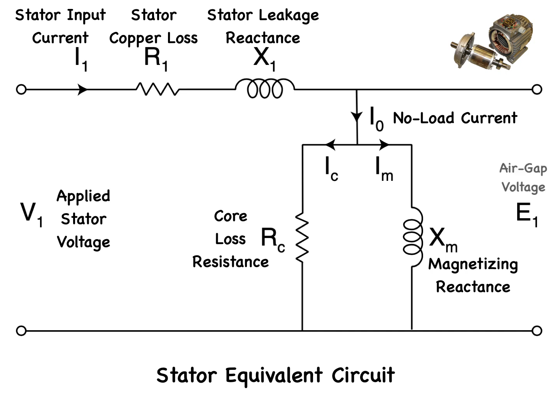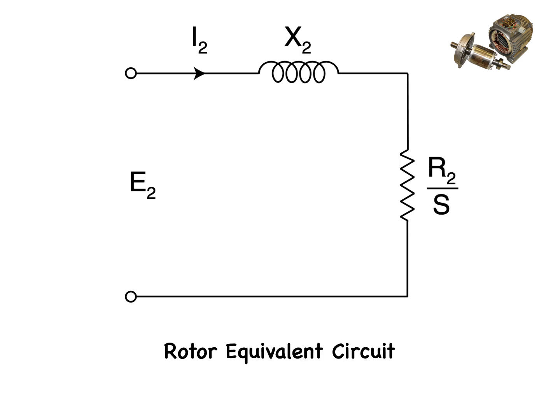This is the air gap voltage. At the air gap, the stator induces a voltage proportional to the rotor's induced voltage. This air gap voltage is linked between the stator and the rotor circuits. The rotor winding can be represented as shown here.